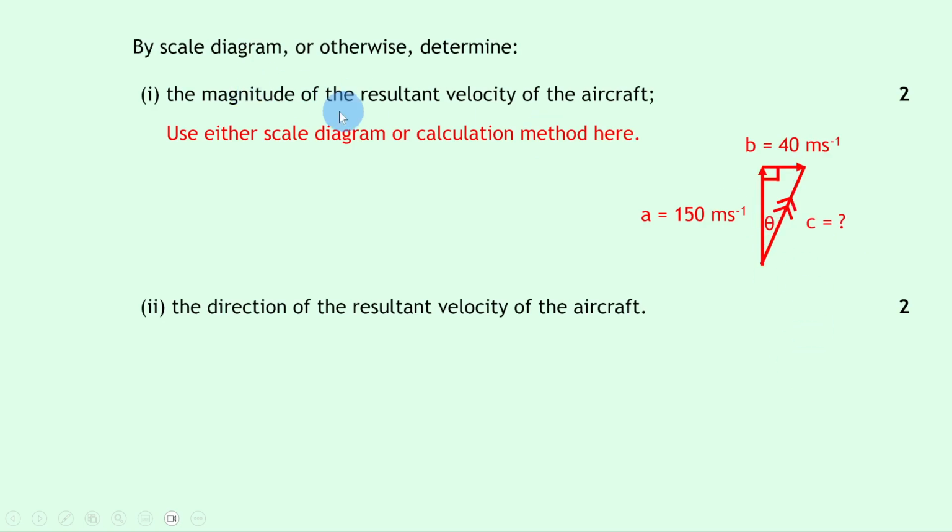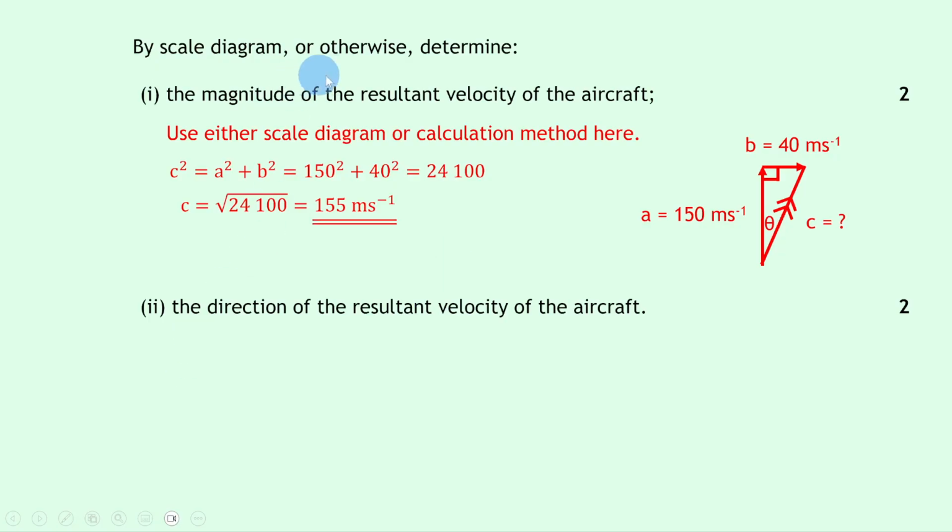So here we're just trying to find the magnitude of the resultant velocity, which is the resultant vector. And we can use Pythagoras here, so we have c squared equals a squared plus b squared, and substituting in the numbers, that's equal to 150 squared plus 40 squared, and putting that into your calculator should give you 24,100. Now that's c squared, remember, so in order to get c we need to square root that, and that gives us 155 meters per second.